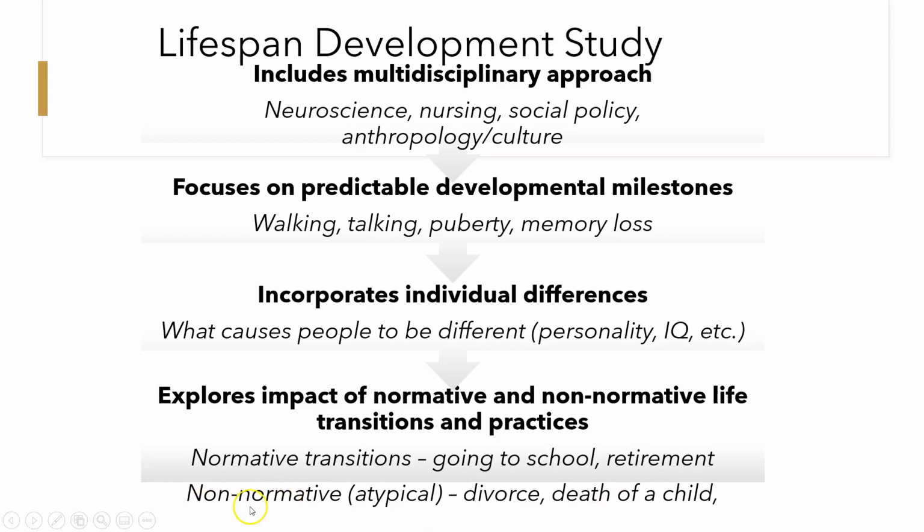And then when we talk about non-normative transitions, these are more atypical transitions, things like divorce. How does divorce impact children? The death of a child, the death of a parent. Again, we're looking for the impacts of these transitions on children in terms of child development.